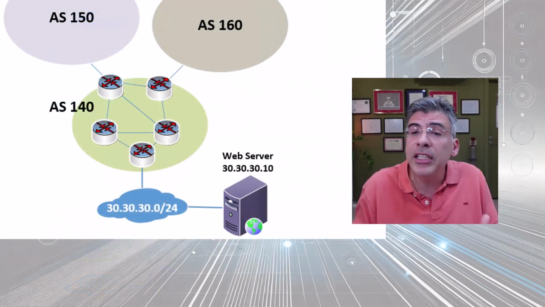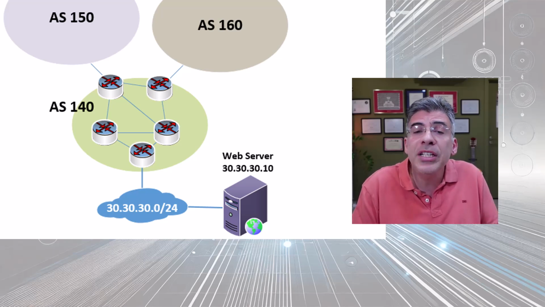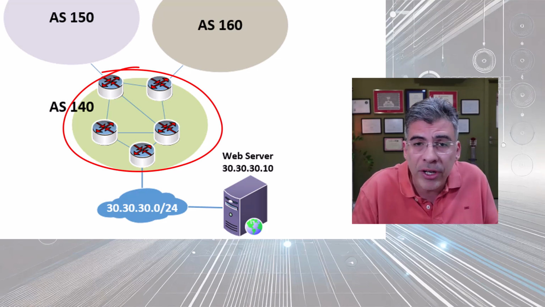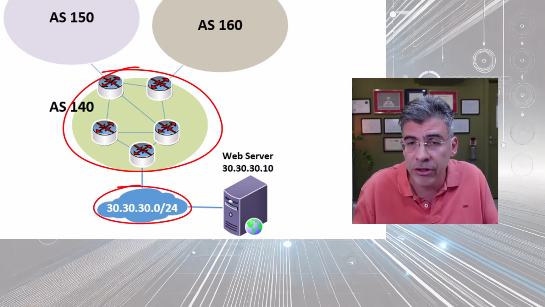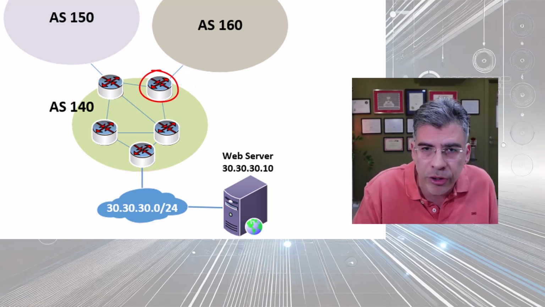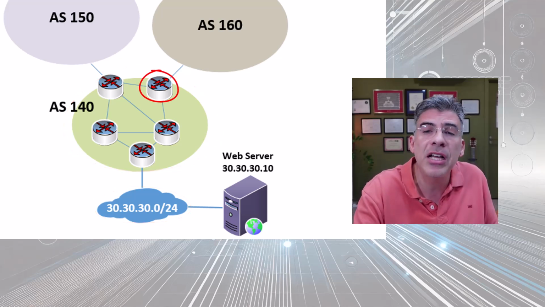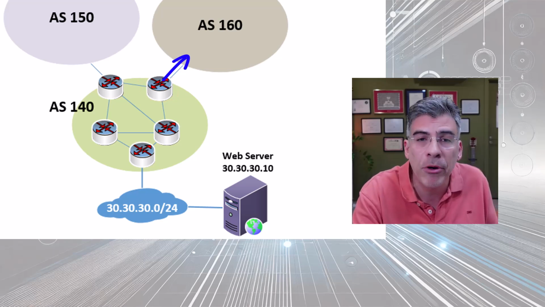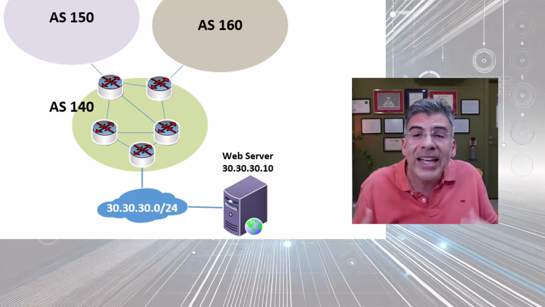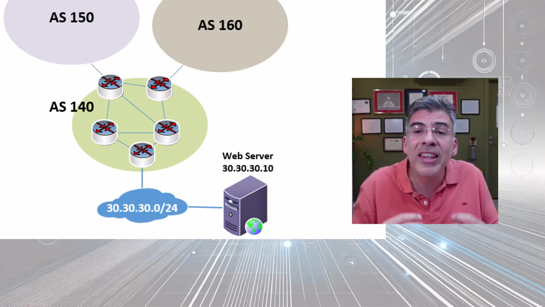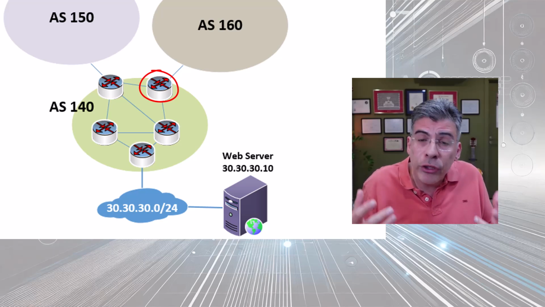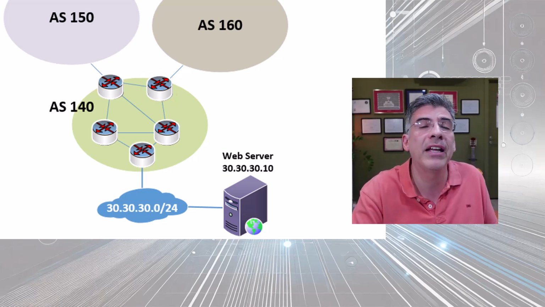Now, let's take a closer look at this topology. You can theoretically use an IGP to redistribute all of the internal networks within AS 140, including the 30.30.30.0/24 network, into this single eBGP router, which in turn will advertise those routes to its eBGP neighbor and beyond. However, if we do this, it restricts the injection of routes to that single router. This has several disadvantages, including having a single point of failure.